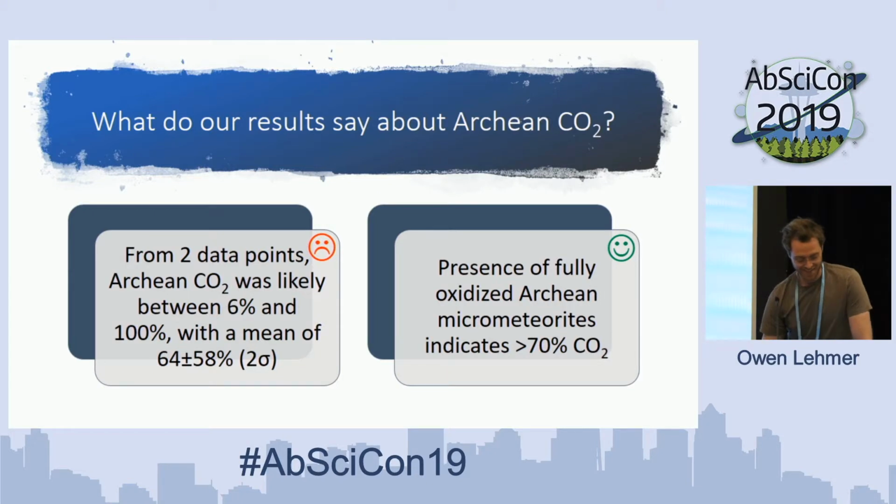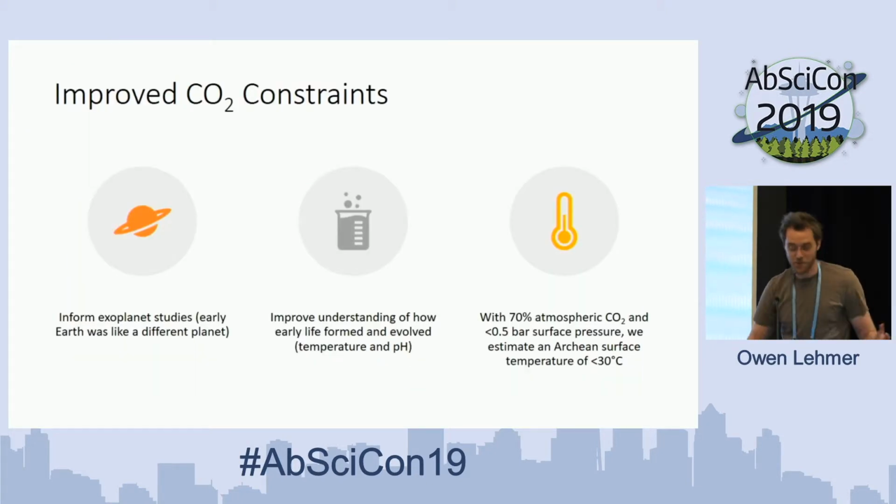All right, so these improved CO2 constraints are really important for the Archean Earth. We can not only potentially address the temperature question for the Archean, so if we took our sort of 70% atmospheric CO2 estimate, and if we assume a paleo pressure of about 0.5 bar in the Archean, then with a very simple climate model, we can estimate about 30 degrees Celsius for the surface temperature as a potential upper limit there. But these improved constraints can also help inform our understanding of exoplanets.